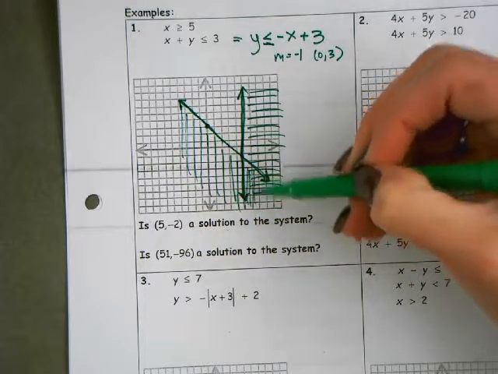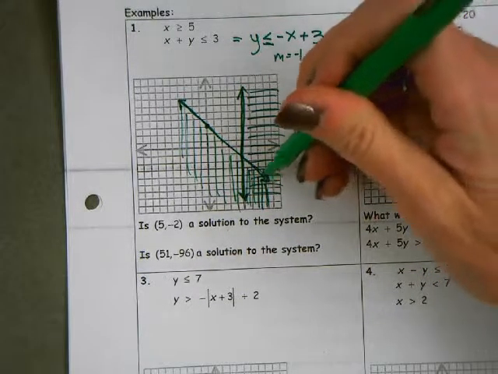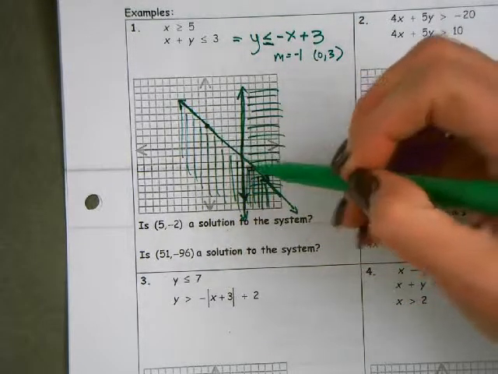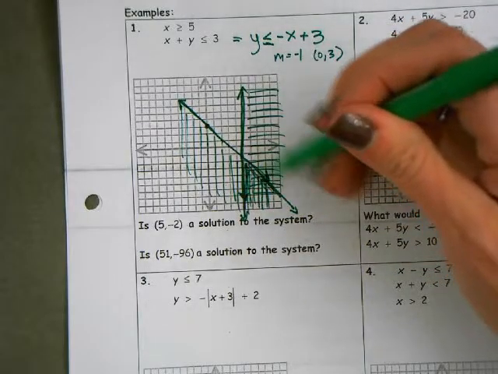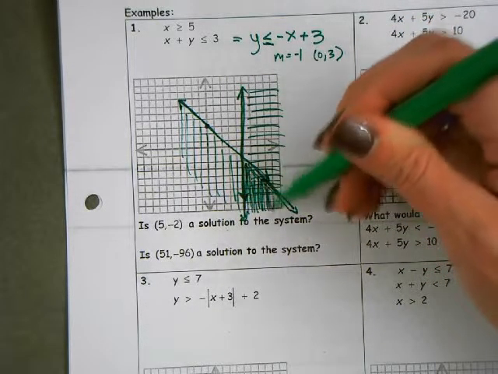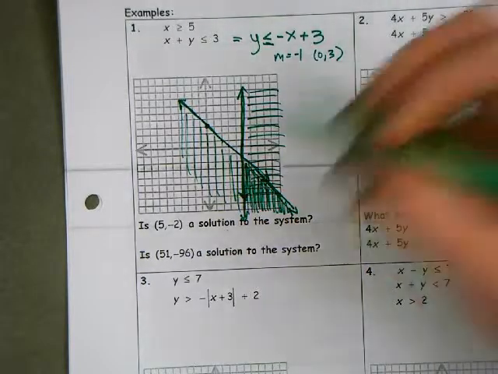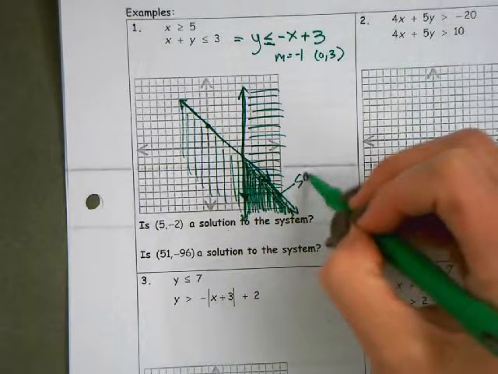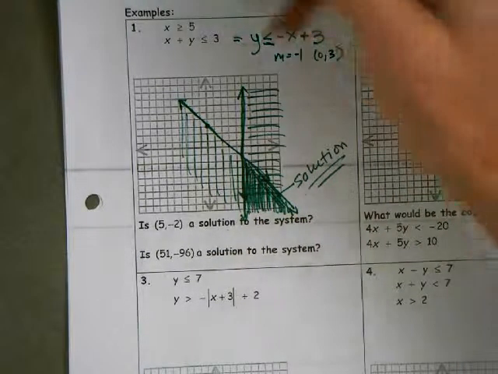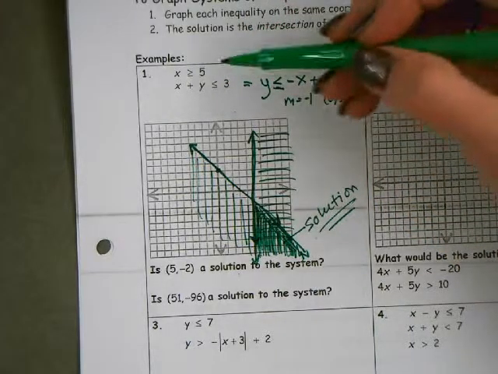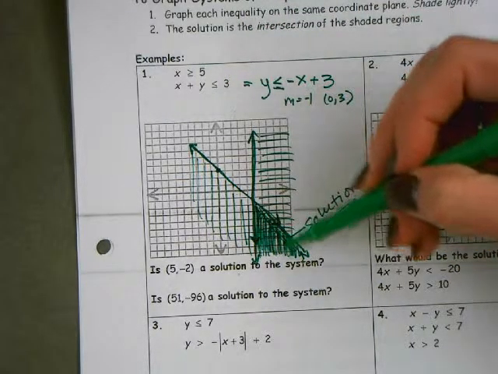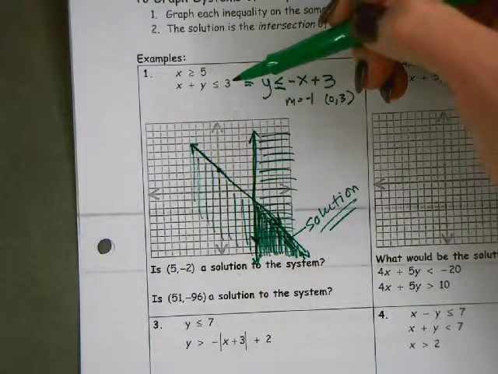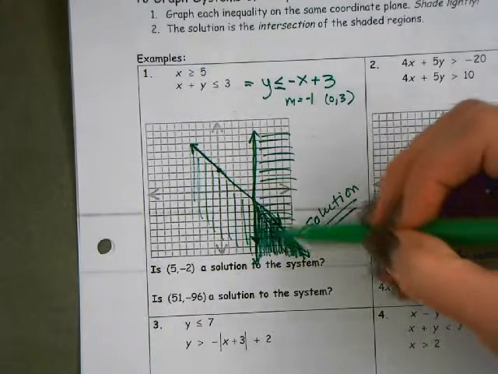Now if you notice, I'm getting to the point where my shading is overlapping. Up here it's not, but when I get down here in this area, notice how it's shaded by both lines, or both functions. Therefore, this shaded part is actually the solution to these two equations. Meaning, any x value within this shaded area, if I plug into either one of these equations, they would be true. So this is my solution that makes both of these true.